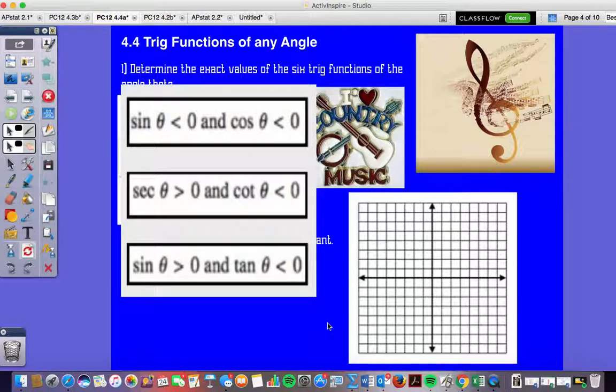Sine is positive, so it's in this quadrant. Nice. And cosine is negative, so it has to be in one of these quadrants. So they both overlap in this quadrant. Overlap there. Nicely done. Questions? Y'all get it?